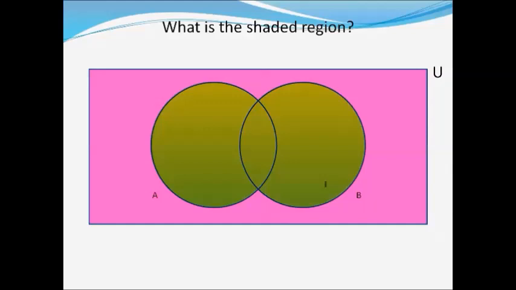Next, what is this shaded region? How are you going to present this? This is A union B and then prime.